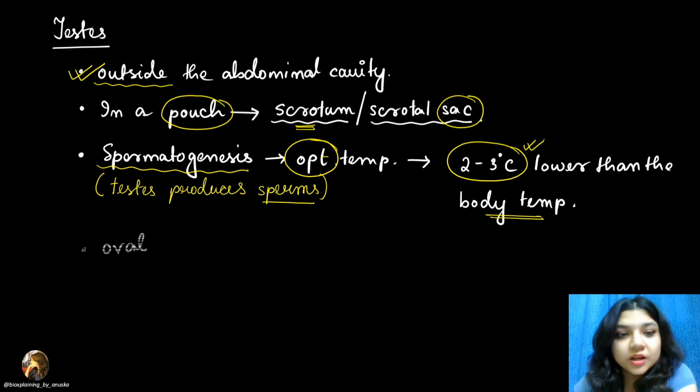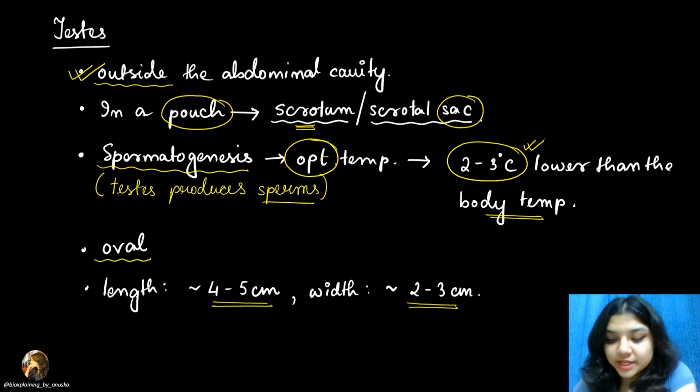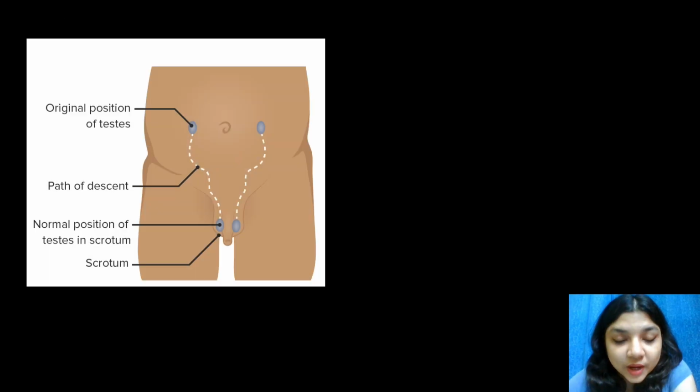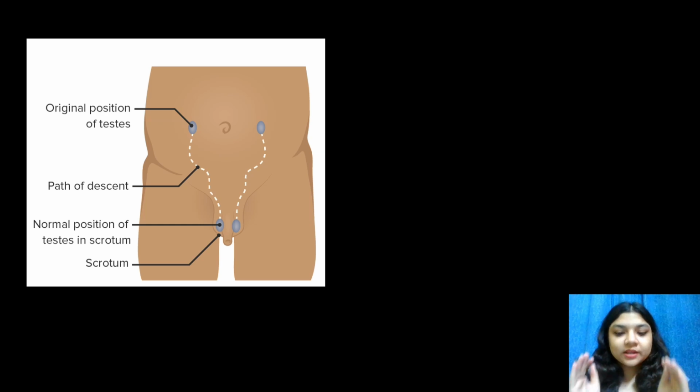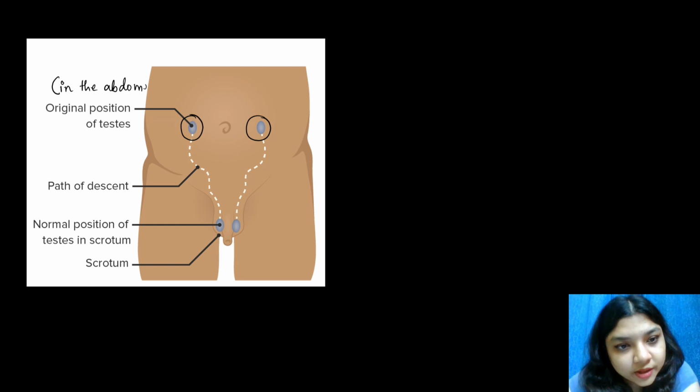Okay? Now, what is the shape? The shape of the testis is oval, and lengthwise it is around 4 to 5 centimeters and widthwise about 2 to 3 centimeters. One thing to remember is that when the testis starts forming, when a male child is inside the womb of the mother, the testis starts forming. As shown here, this is the original position of the testis, that means inside the abdomen, right?